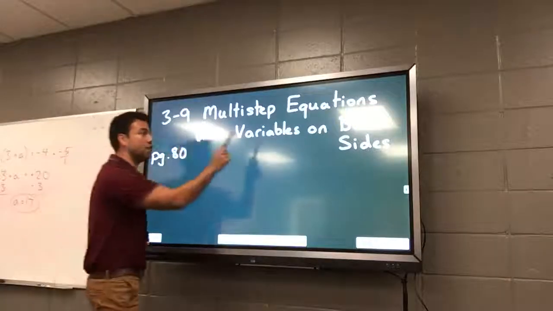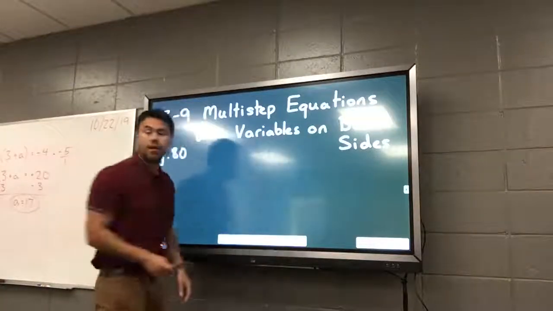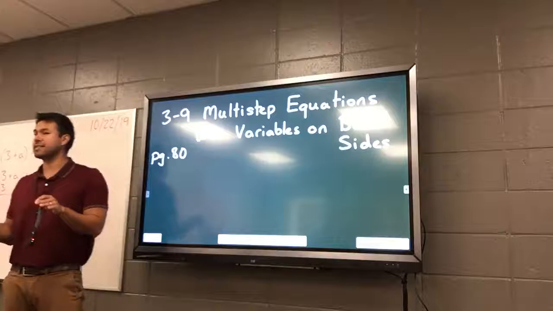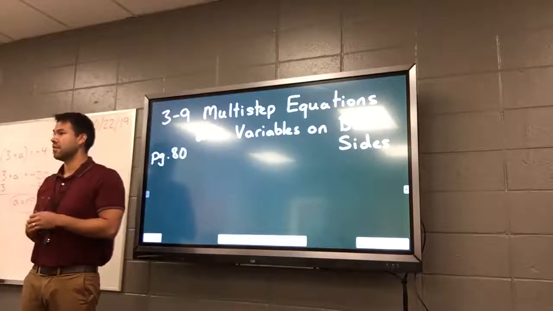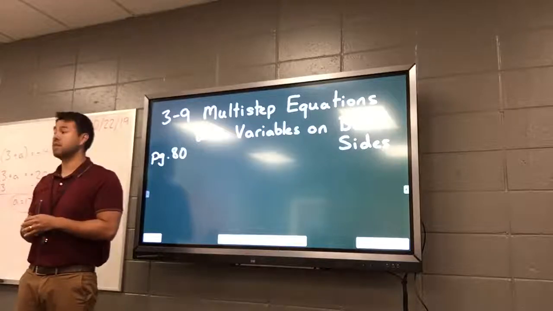Multi-step equations with variables on both sides. What do I mean by both sides? What do you think I mean? Because I could add more. Yep. There are variables on both sides of the equal. Good. Of the equal sign.